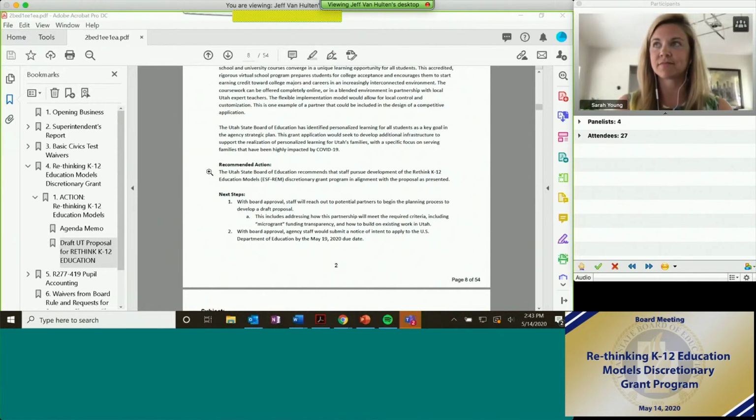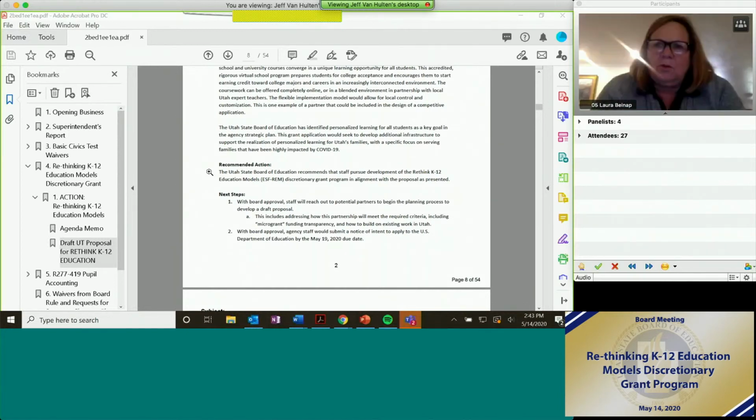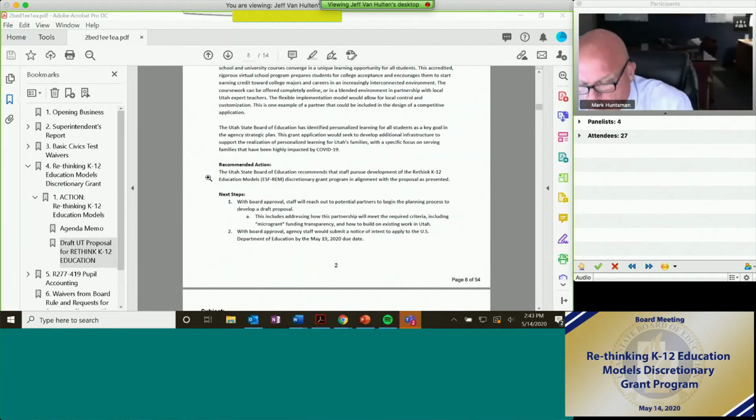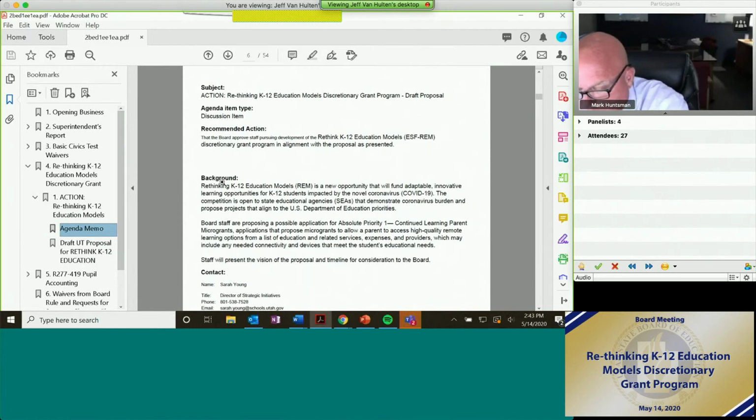Thank you. And Chair, are we seeking a motion or just a nod of heads here? Well, there is a motion, and I have a draft motion here that would read that the board approves staff pursuing development of the Rethink K through 12 education models discretionary grant program in alignment with the proposal as presented. So moved.